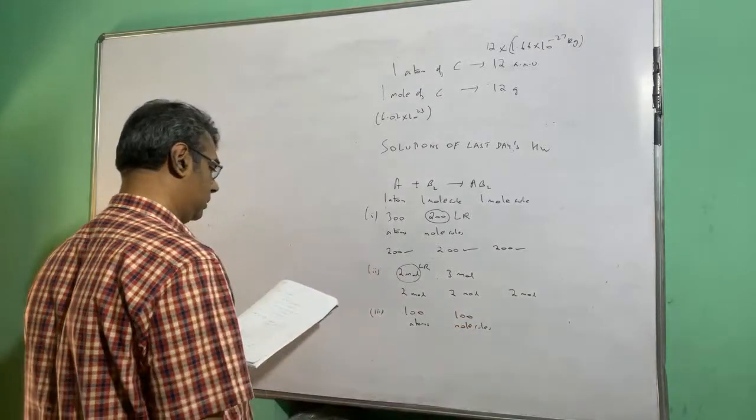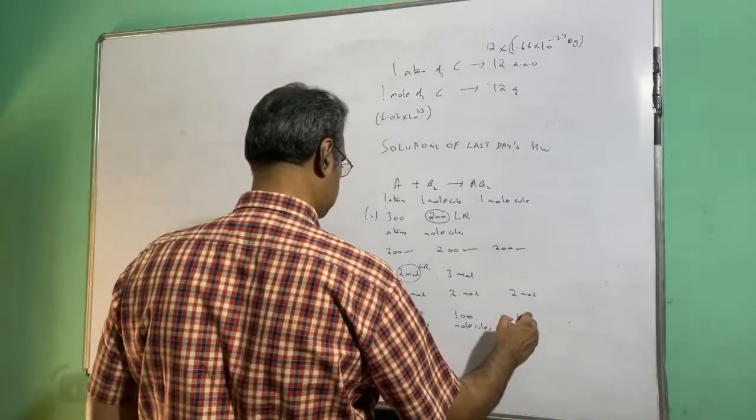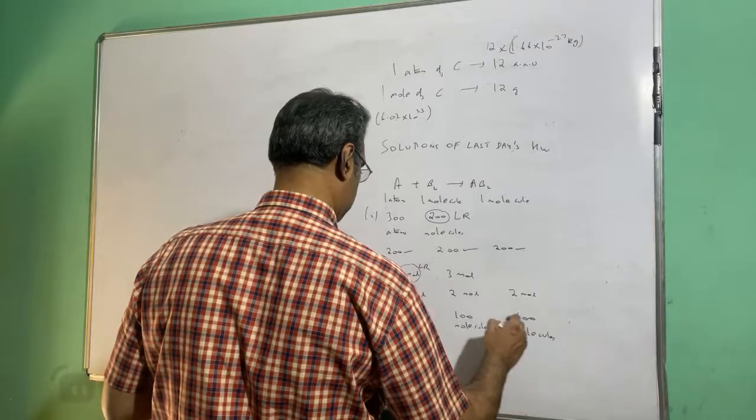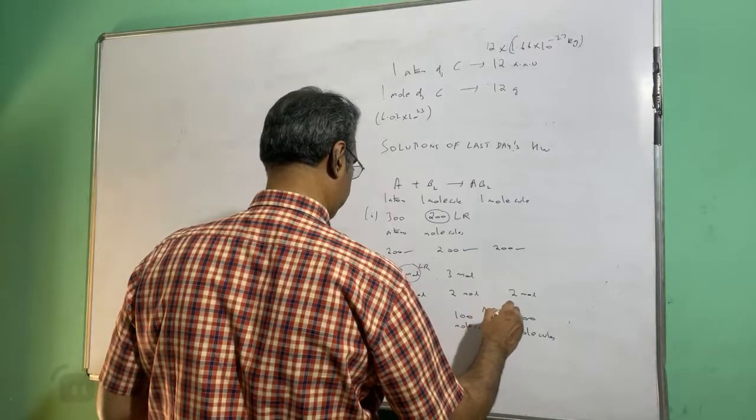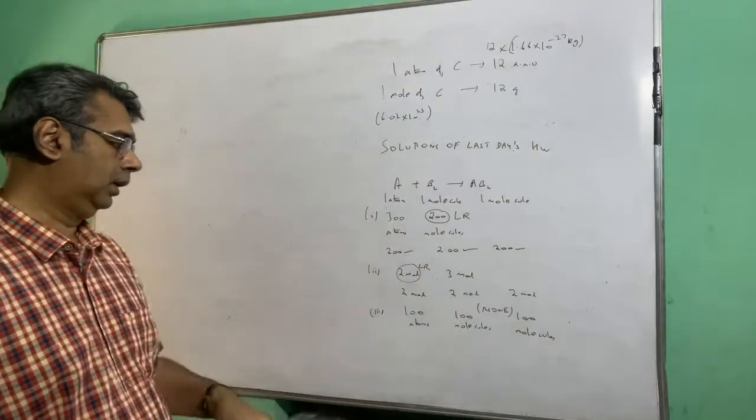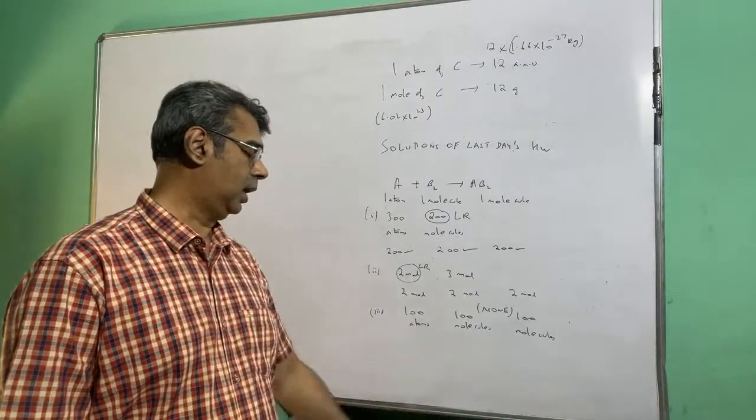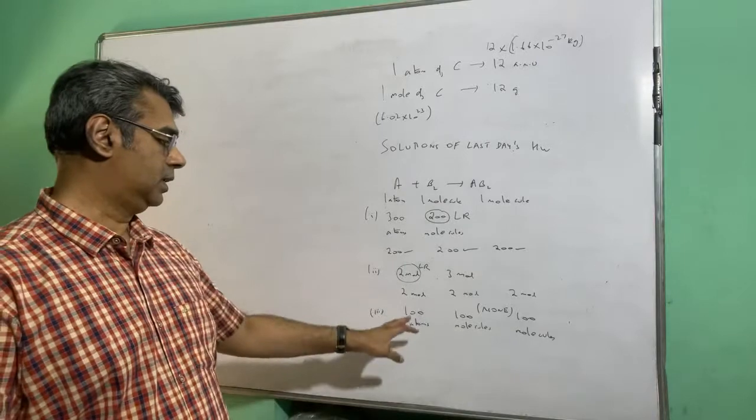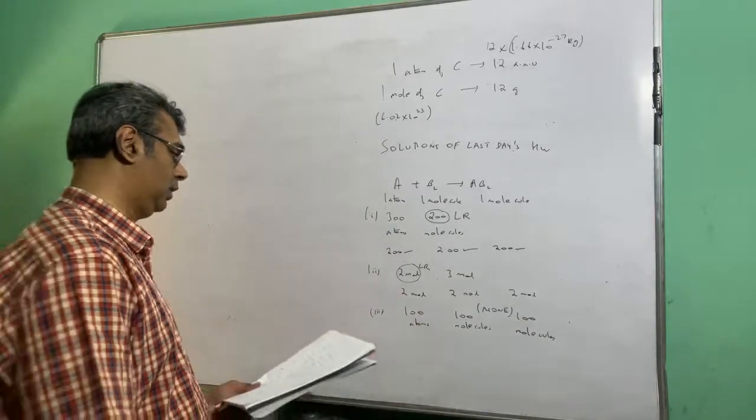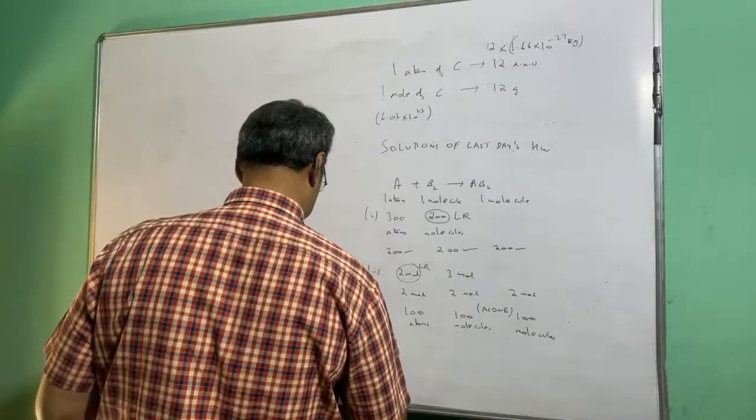Suppose 100 atoms and 100 molecules. So there will be no limiting reagent at all. This is also 100, that is also 100. So there won't be any limiting reagent and you will get 100 molecules. Then we come to number 4.